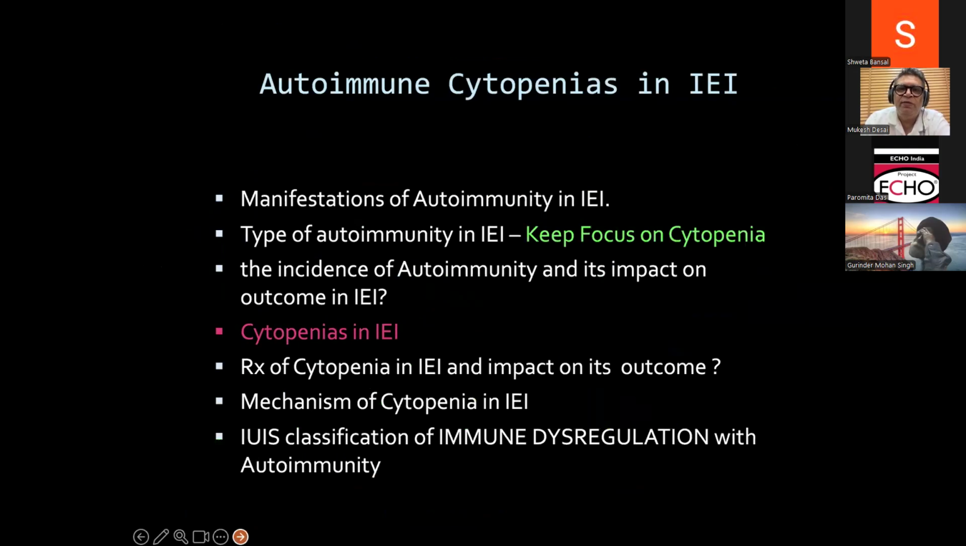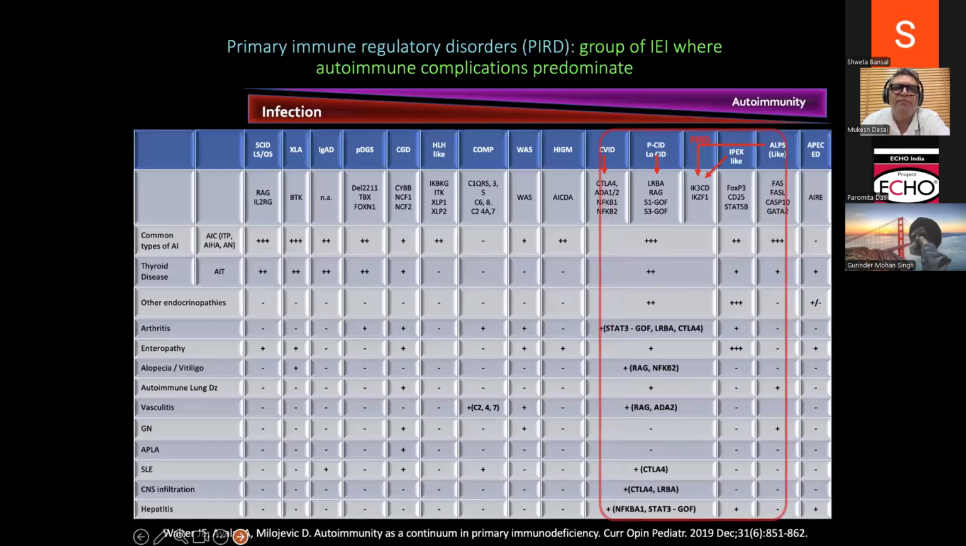So today we'll keep the focus on cytopenias in inborn error of immunity, and I'll take you through some of the aspects of it, tell you the mechanisms and what therapeutic challenges we face, and how to use some of this knowledge to select a therapy which is available.